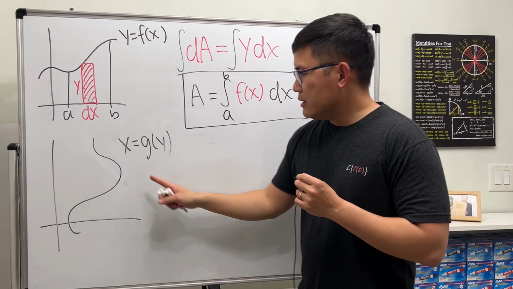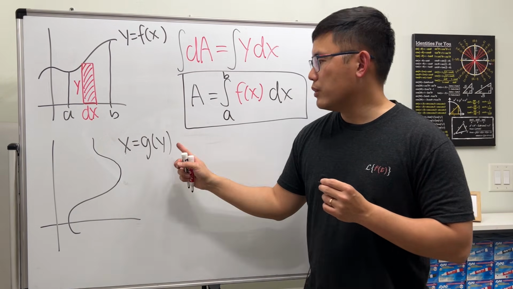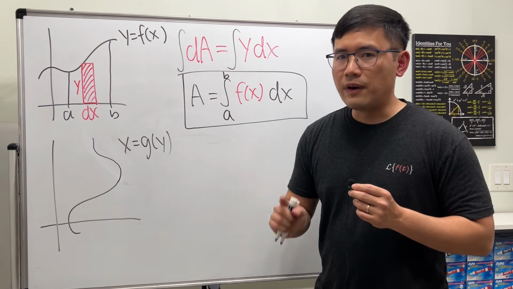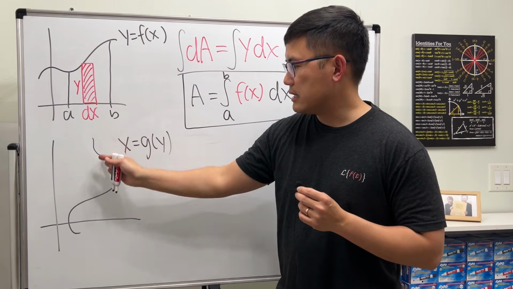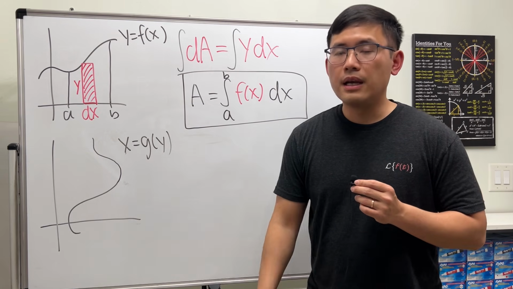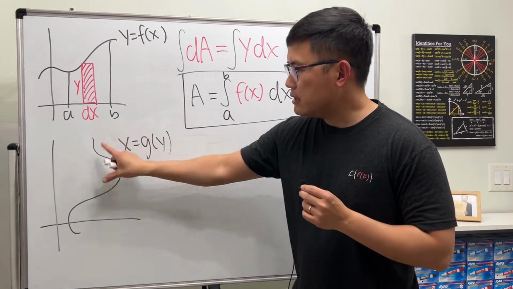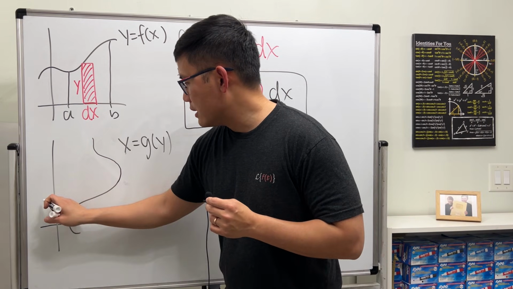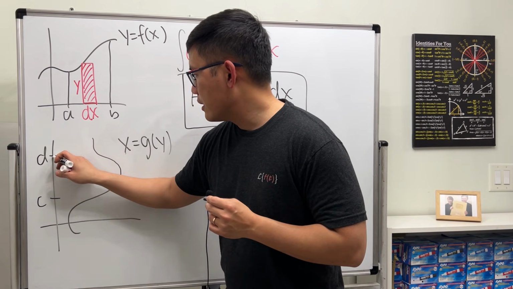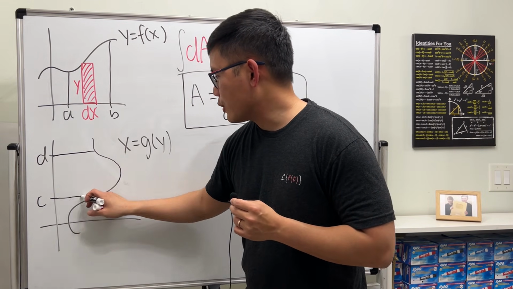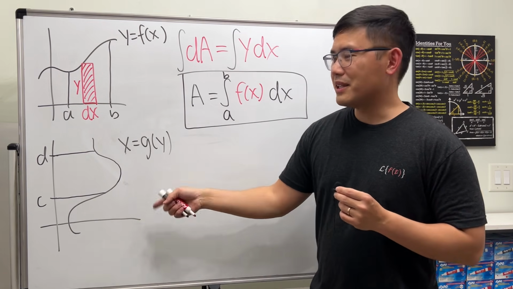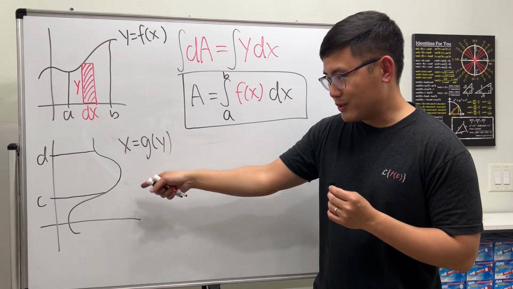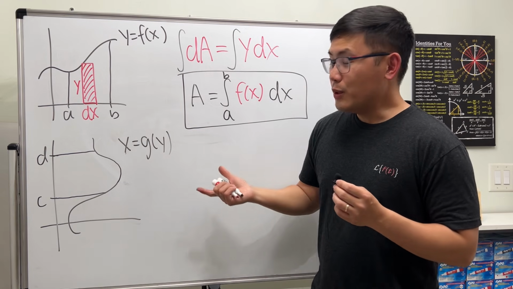Now, suppose we have x is equal to a function of y, so the curve might look like this. It's no longer a function in the usual sense because it does not pass the vertical line test. But suppose we have this curve. I want to find the area from here to here, C to D. So it's just like a horizontal region. And you will do this kind of thing quite a lot once you are in Cal 3. So how do we do it?